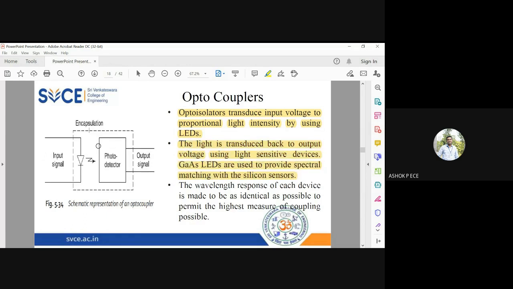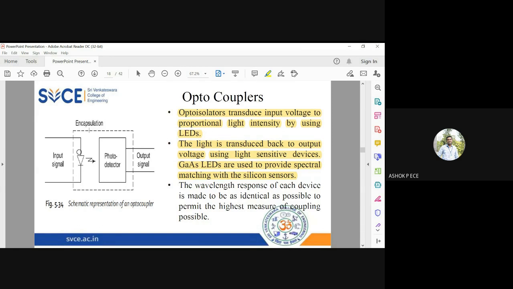And detectors and sources are all made up of gallium arsenide, because I told you silicon and germanium cannot produce light. All light producing and light detecting materials are predominantly made up of gallium arsenide. So you see here the LED is made up of gallium arsenide, and it is going to provide the required intensity of light to the photodetector.